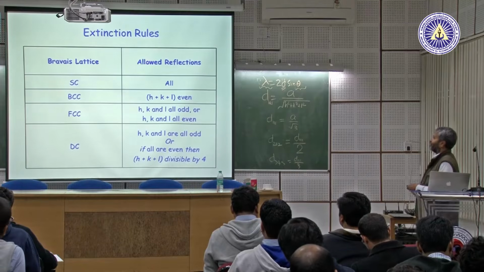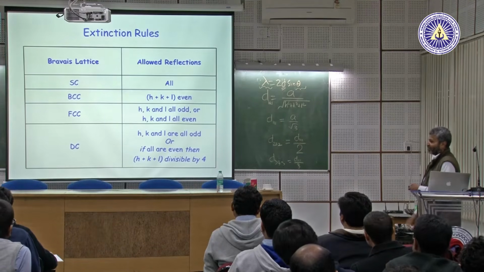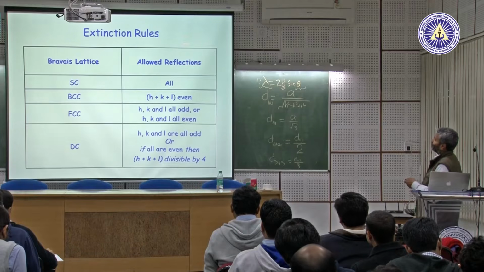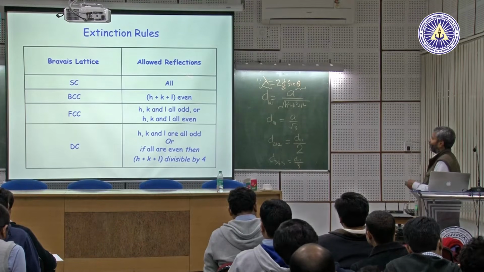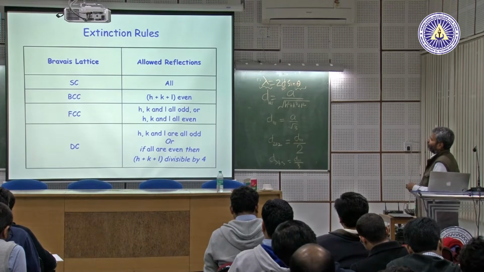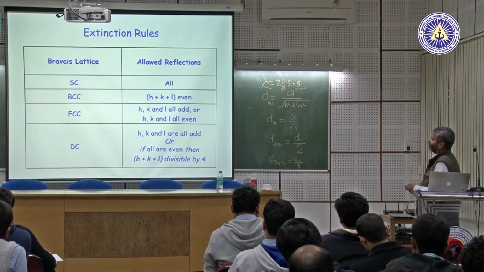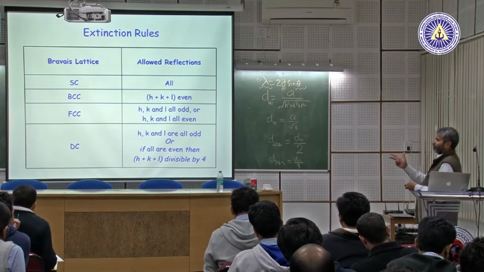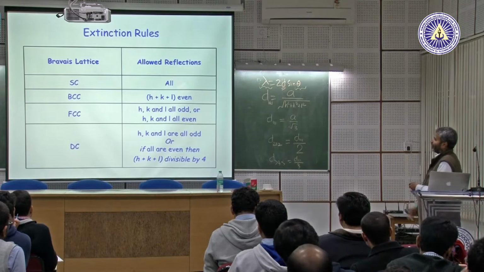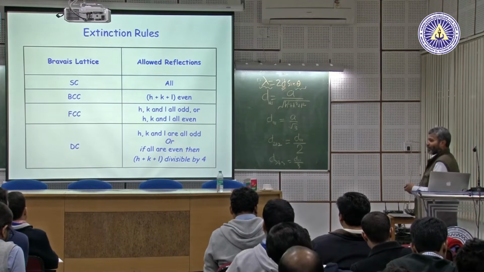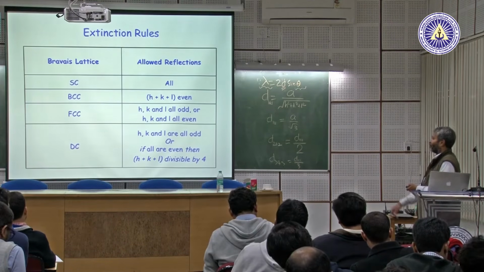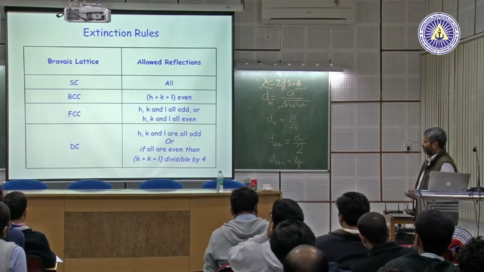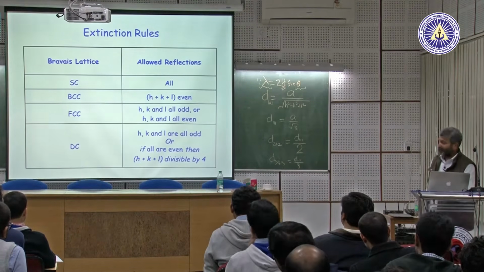Here is the reverse of systematic absences. Either you can write the absences, but we are more interested in what is present. So, the negative of systematic absences is allowed reflections. You will find that in simple cubic everything is allowed. BCC: H plus K plus L only even, because odd 100 was not allowed, but H plus K plus L even 110 will be allowed, 111 will not be allowed again. FCC: HKL all odd or all even. Diamond cubic has some more complicated rule.